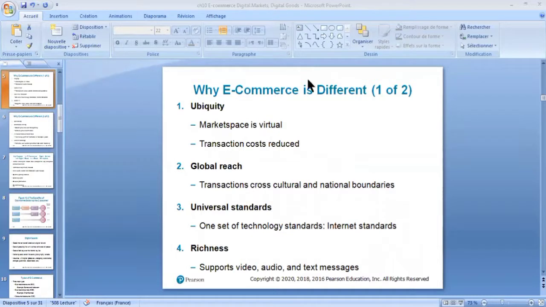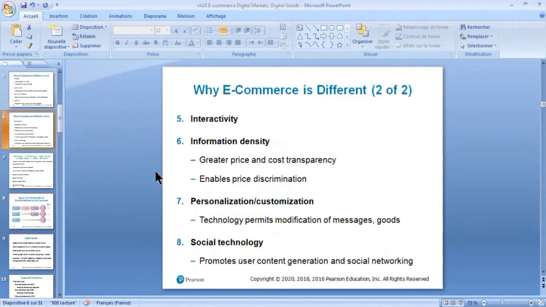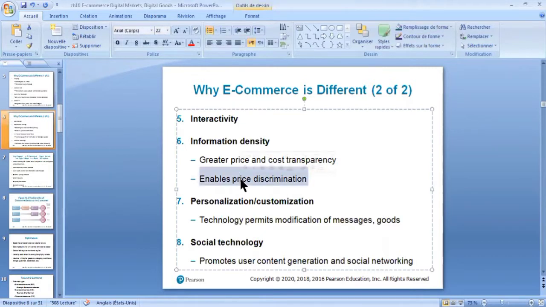Okay, what is price discrimination? Okay. نرجع للprice discrimination. هنا قلنا إنه information density it enables price discrimination. إيش معناها price discrimination؟ لا البرايس ديسكريميشن ما زلت ما فسرتهاش أنا. فسرت على الكوست ترانسبيرنسي والبرايس ترانسبيرنسي. ما زلت ما فسرتش البرايس ديسكريميشن.